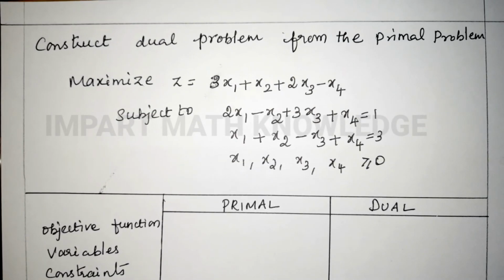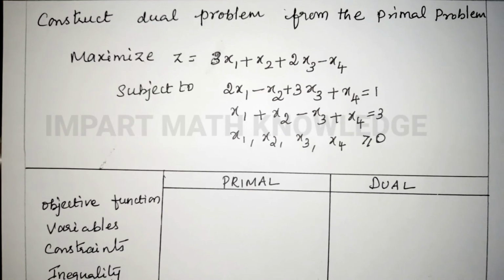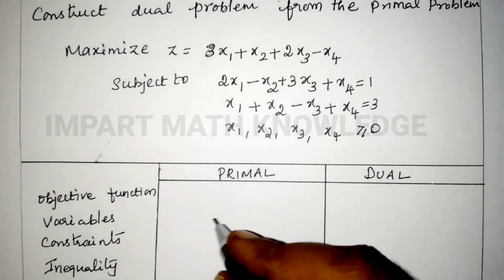Next problem is maximize z is equal to 3x1 plus x2 plus 2x3 minus x4 subject to the condition 2x1 minus x2 plus 3x3 plus x4 is equal to 1. Second condition is x1 plus x2 minus x3 plus x4 is equal to 3. x1, x2, x3, x4 greater than or equal to 0. Your given objective function is maximum.